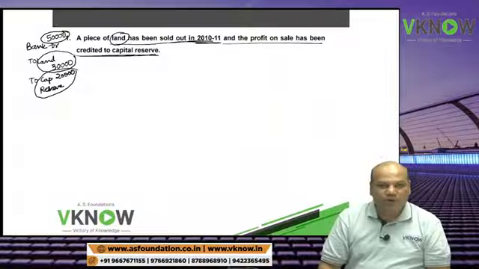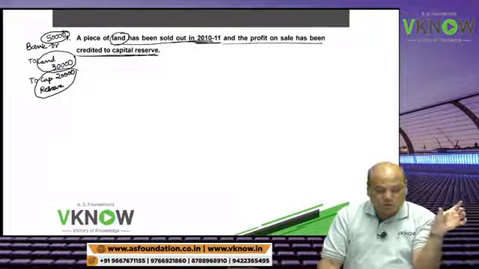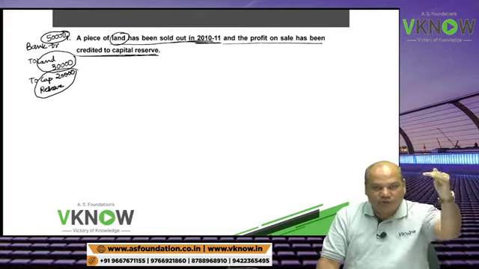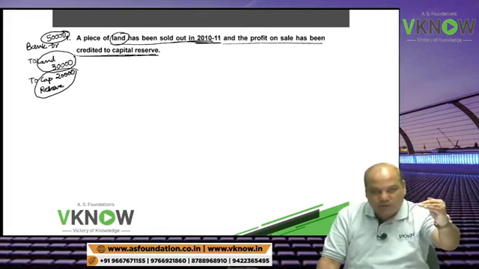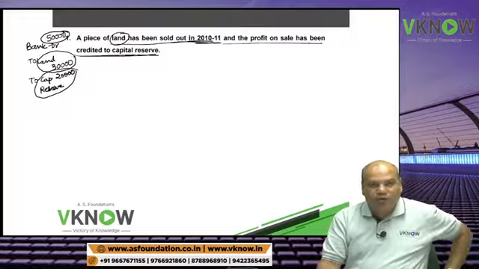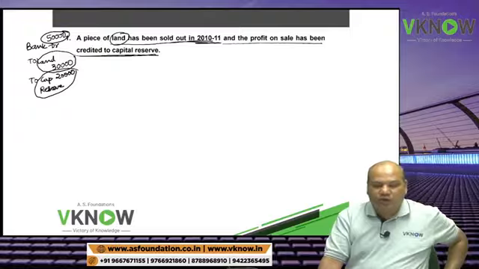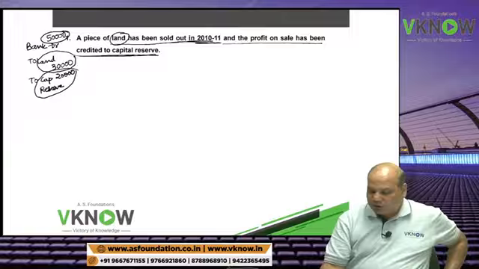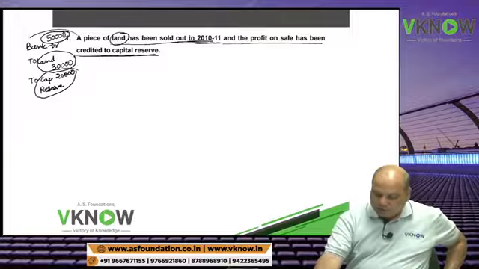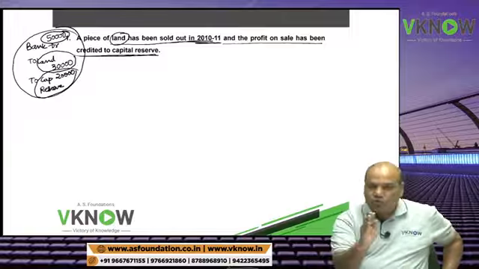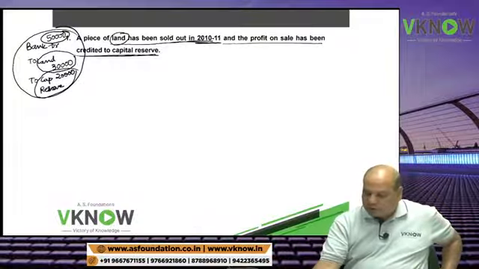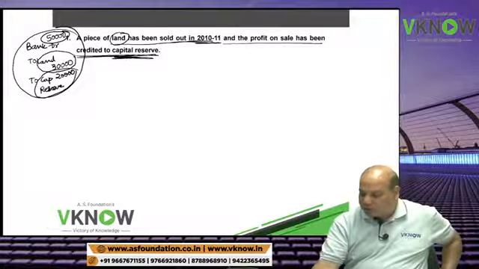A similar question was there in the previous problem also. 2 lakh minus 1 lakh 70,000 indicates 30,000 is the reduction in the value of that land and building. Profit is 20,000. So the amount realized on sale is 50,000. Bank account debit 50,000, to land account 30,000, to capital reserve 20,000.